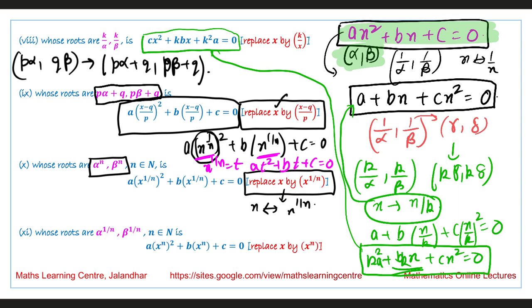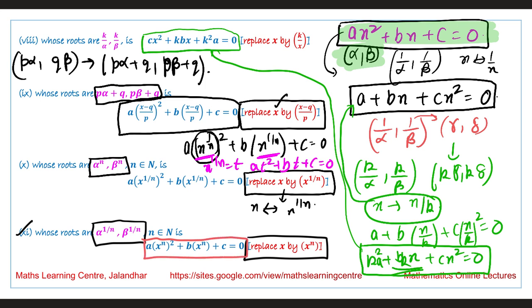And the last property that we have is, if we have to write the equation whose roots are alpha raised to the power 1 by n and beta raised to the power 1 by n, then we have to replace x by x raised to the power n. The equation will be in this form: a x raised to the power n square plus b into x raised to power n plus c is equal to 0.